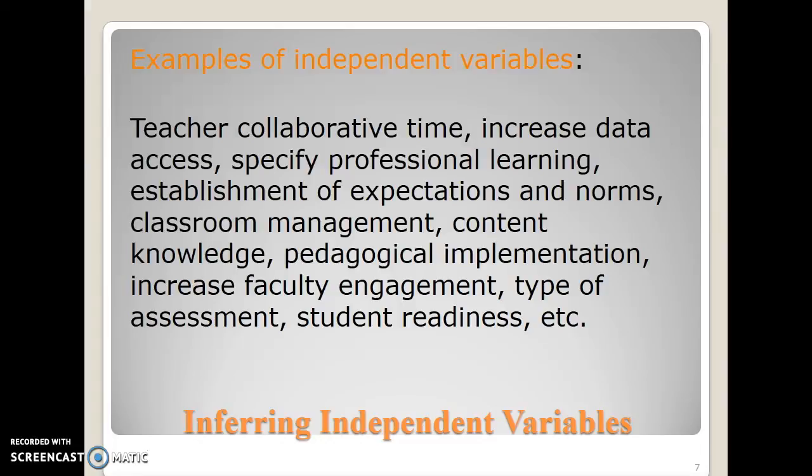The establishment of expectations and norms, not just in the classroom, but throughout the building. What is the culture and the climate of that building, and how is that translating back into the classroom? The teacher's ability to really manage the classroom. What is the teacher's content knowledge? How is a teacher pedagogically implementing instruction? Increased faculty engagement. The type of assessments. Student readiness, student reading levels. All of those things are independent variables that could impact the dependent variable or the achievement target.